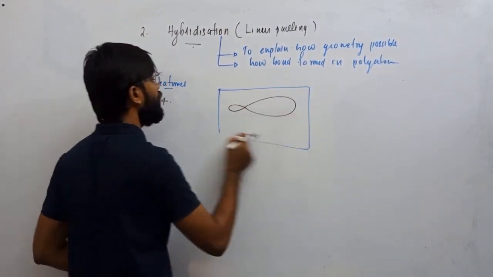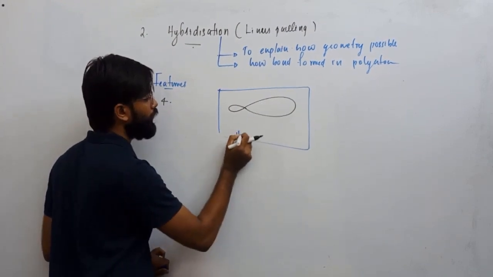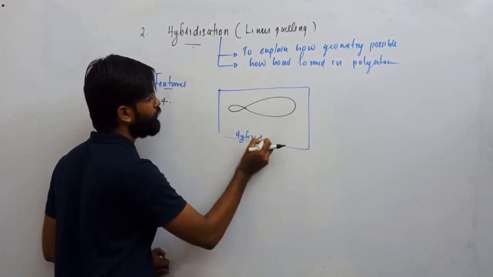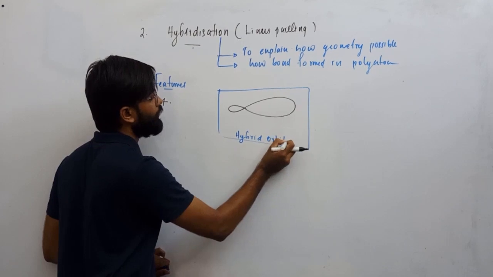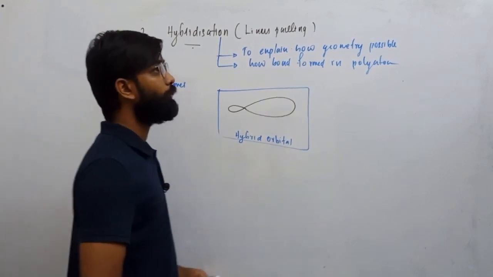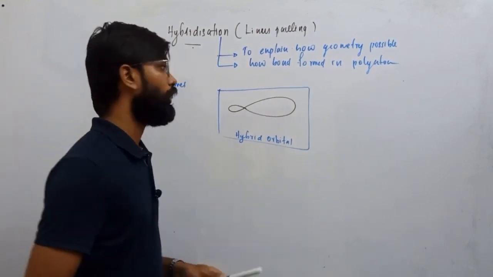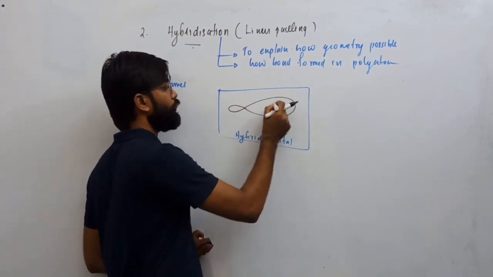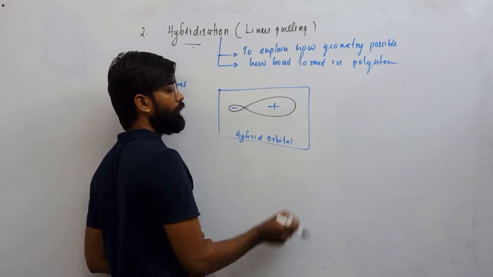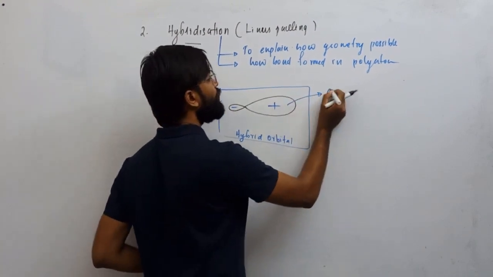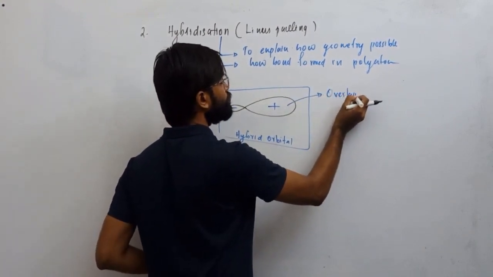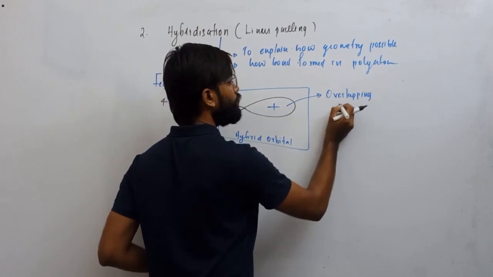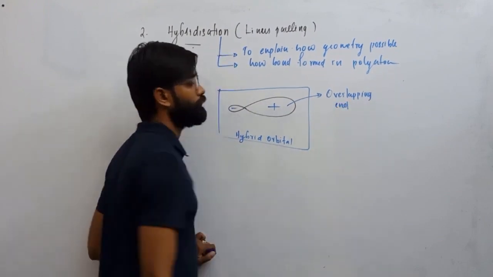Each hybrid orbital has a positive, longer lobe and a negative, smaller lobe. This is a positive one and this is a negative one, and this is the overlapping orbital. So this is the overlapping end.